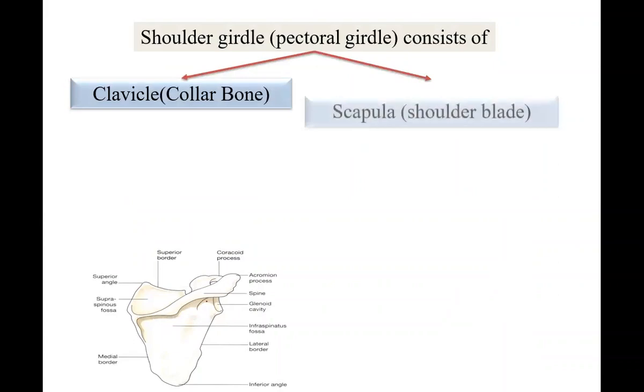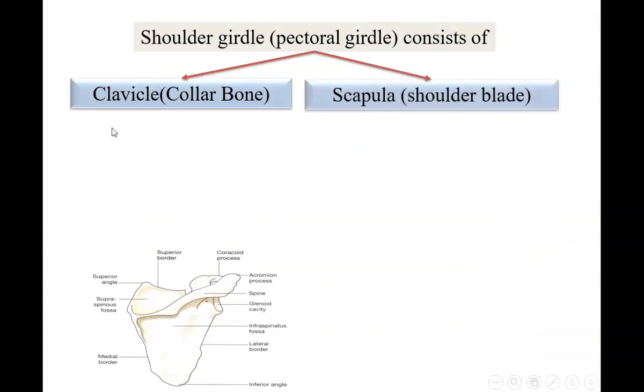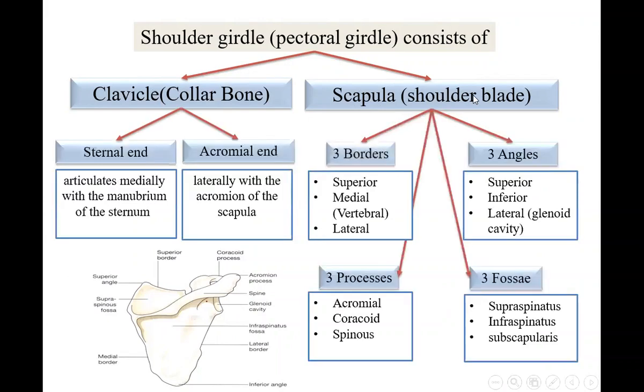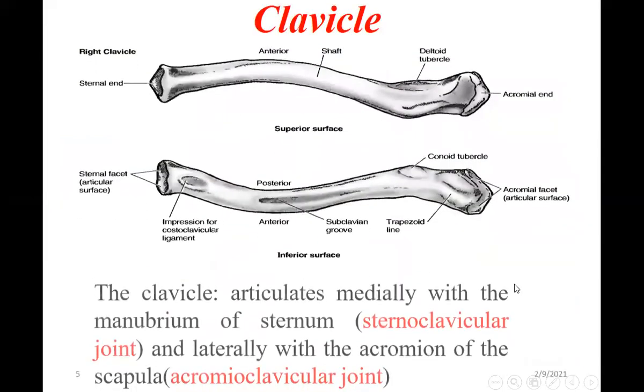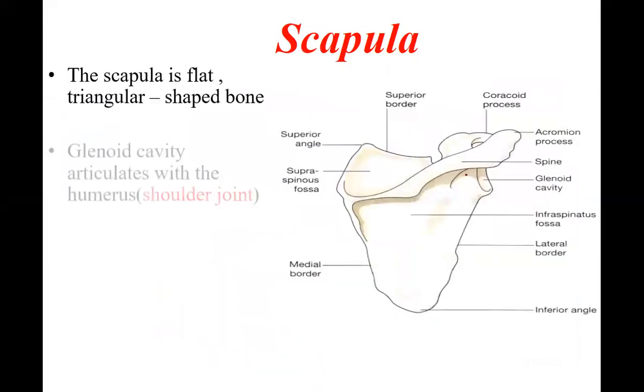Now coming to the shoulder girdle, we discussed there are two important bones. One is called the clavicle, which is also called the collarbone, or the bone of beauty. And then there is the second bone called the scapula, which is also called the shoulder blade. We saw that the clavicle has two ends, sternal end and acromial end, and the scapula has three borders, three angles, three processes, as well as three fossae. So we discussed all these things in the last class.